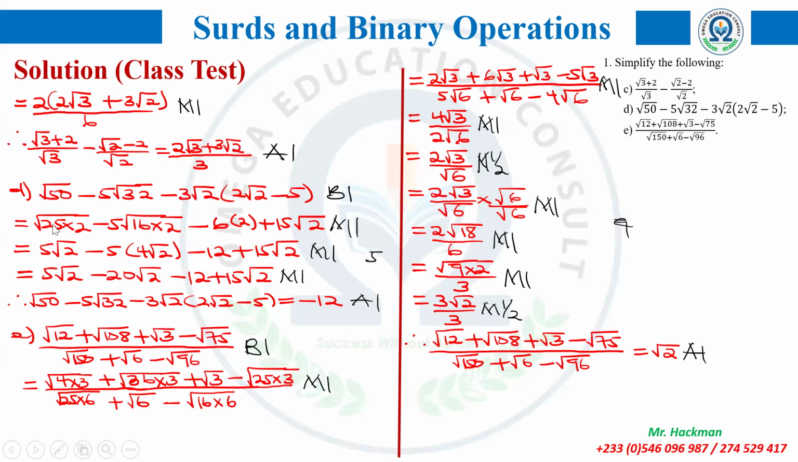So I'm working on this, reducing it to the highest perfect square, 25 times 2. Highest perfect square, 16 times 2. So here I come and expand. Instead of writing it exactly the same as is, I will expand. So whilst I'm working on these two terms, I'm also working on this term.